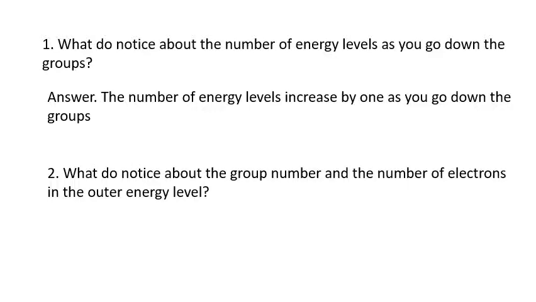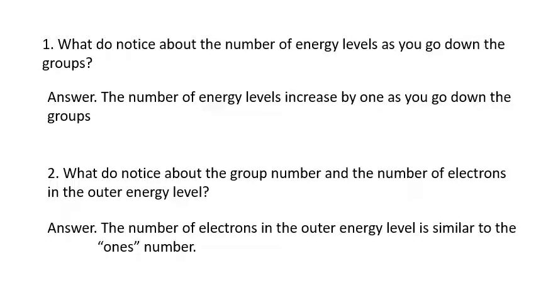And what do you notice about the group number and the number of electrons in the outer energy level? Well, the number of electrons in the outer energy level is similar to the ones number. I can't go back on this, but if you go back and look at your picture, you'll notice that in group number 1, there's 1 electron in the outer energy level. If you look at group number 2, there's 2 electrons in the outer energy level. If you go to number 13, 1, 3, there's 3 electrons in the outer energy level.